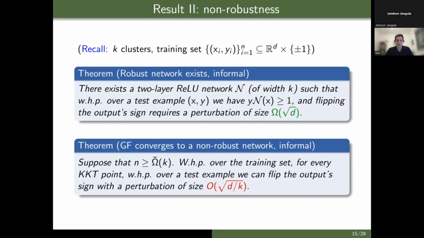Okay, so every solution that the implicit bias allows gradient flow to converge to is such that there exists a perturbation that flips the sign of the output and has size square root of d over k. And therefore, if k is larger than a constant, then the robustness is non-optimal.